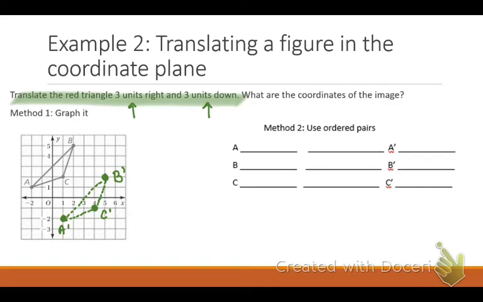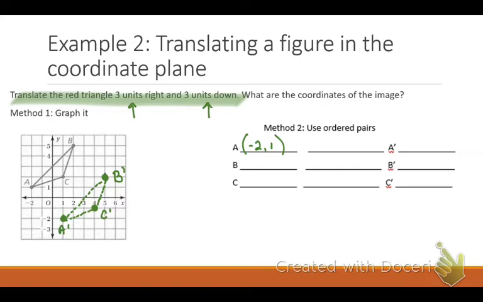Okay, so what if I was given ordered pairs? All right, so let's take the ordered pairs. I want you to take each ordered pair from points A, B, and C. Okay, so what is the ordered pair that represents point A? I want you to write it in the blank next to A. All right, so Dylan, what ordered pair represents point A? -2, 1. All right, what about point B?